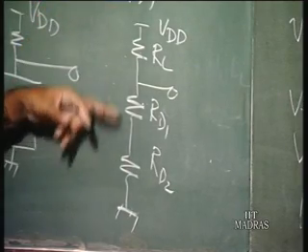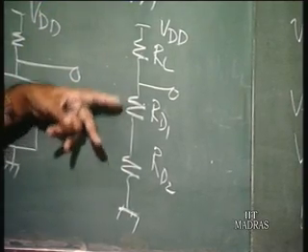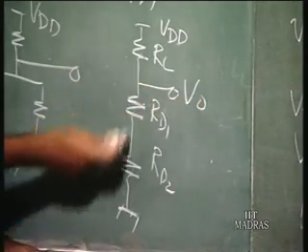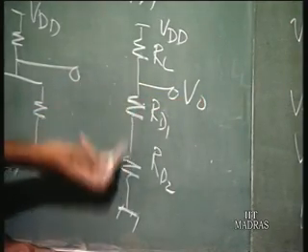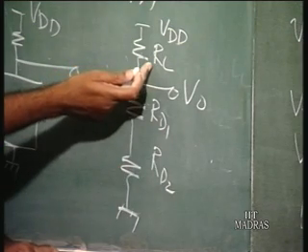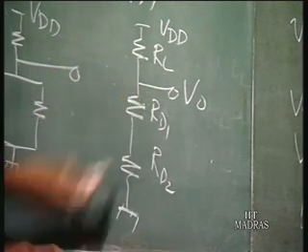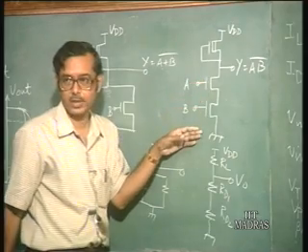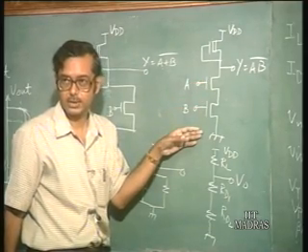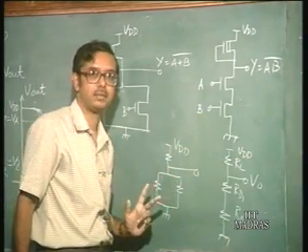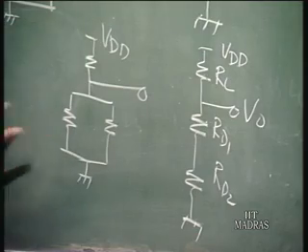Otherwise, if one is on and the other is off, the effective resistance of the driver part, or the lower part of the network, is going to be high compared to RL, and the output is going to be high. So this is a NAND configuration, whereas the previous configuration, when the two driver transistors are in parallel, is a NOR configuration.